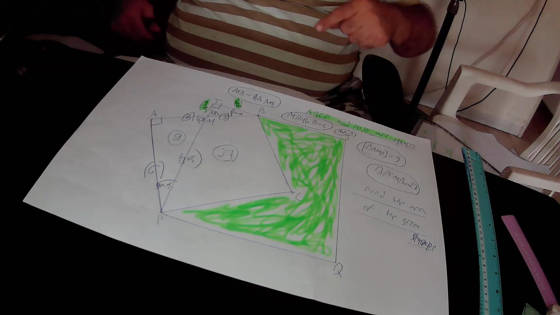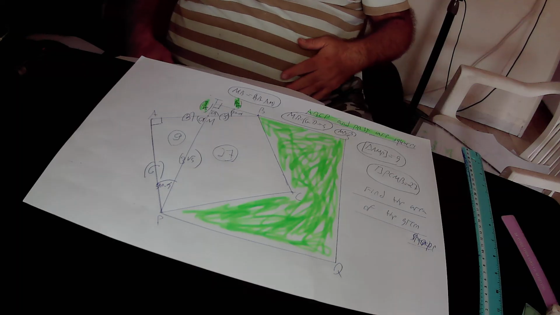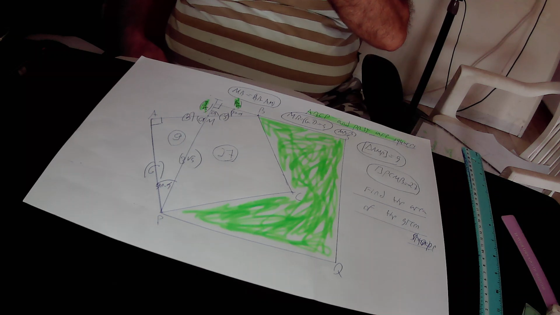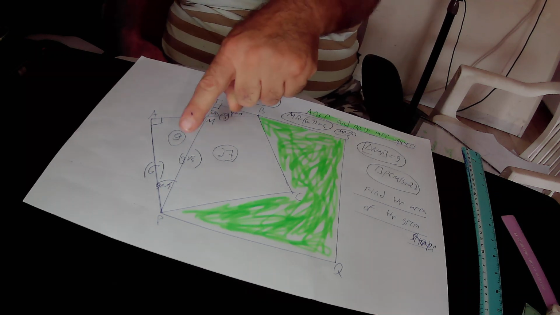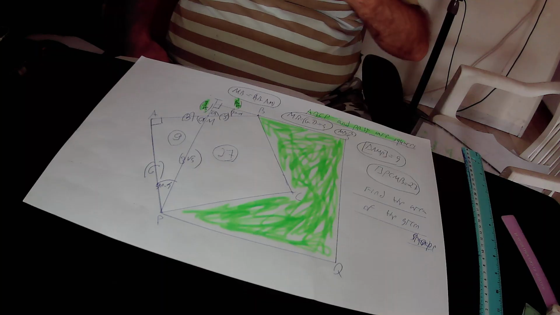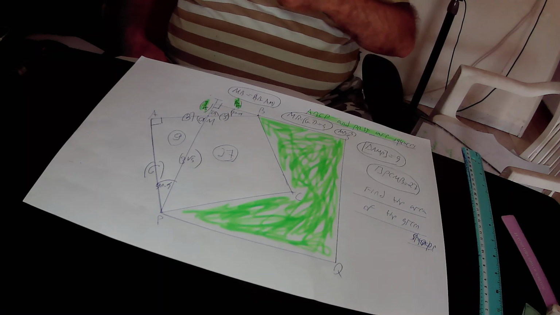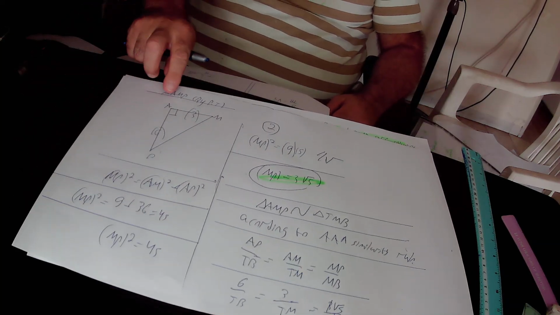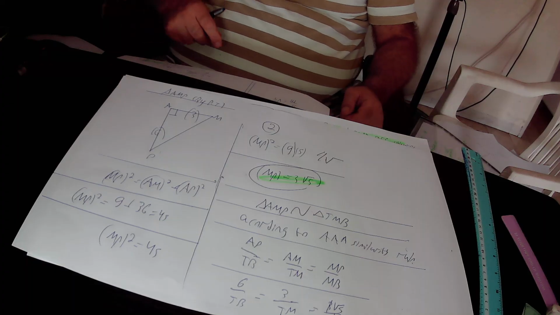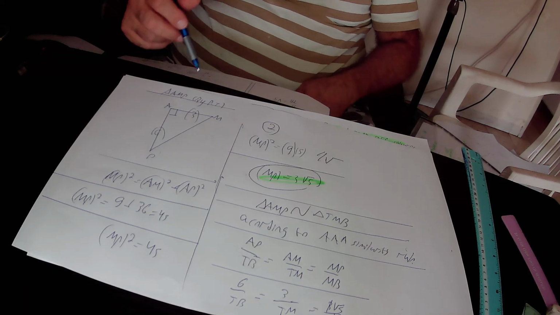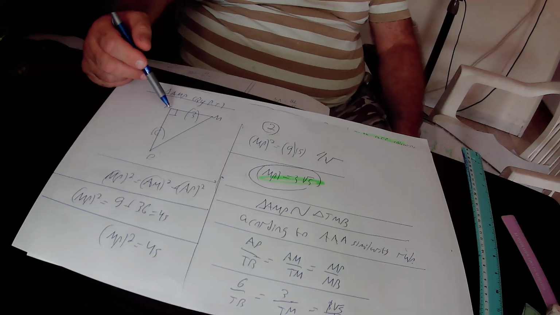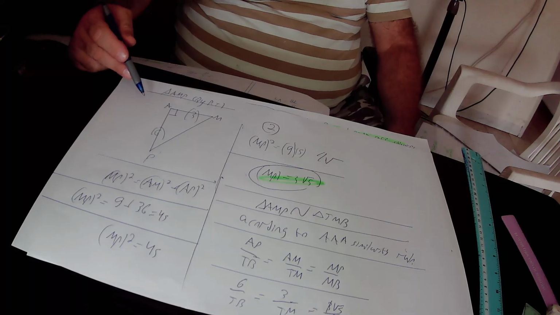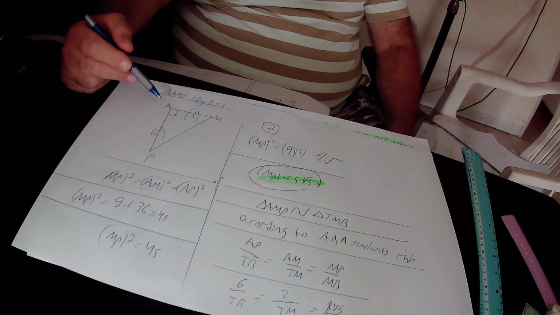In the next step, I copied the right triangle AMP onto a new page and applied the Pythagoras theorem on this right triangle AMP in order to find the length of the hypotenuse MP. According to the Pythagoras theorem, in any right triangle, the square of the hypotenuse equals the sum of the squares of the perpendicular sides. In this right triangle AMP, MP squared, the square of the hypotenuse, equals AM squared plus AP squared.